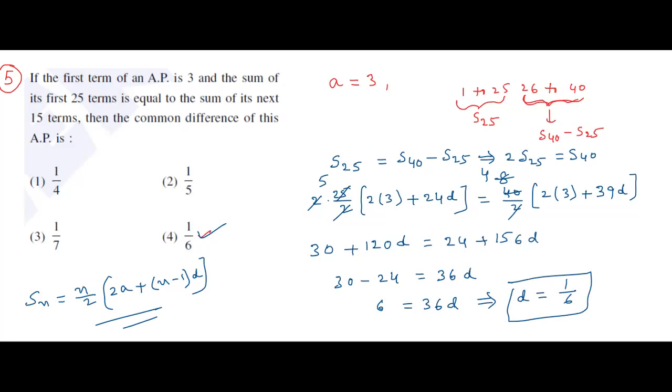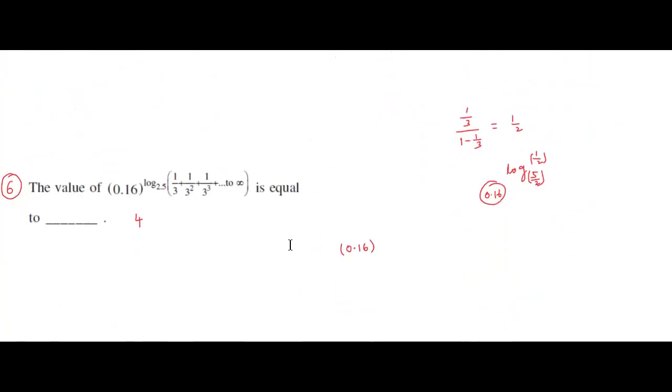Which option is correct? Fourth option. Here, remember carefully what they have given. Sum of first 25 terms equal to sum of next 15 terms. Okay. So sum of next 15 terms, how to find out? This is important. That is total minus S25. We get sum of next 15 terms. If we know this concept, we get the answer very easily. Okay, right? So I'm going to another question.